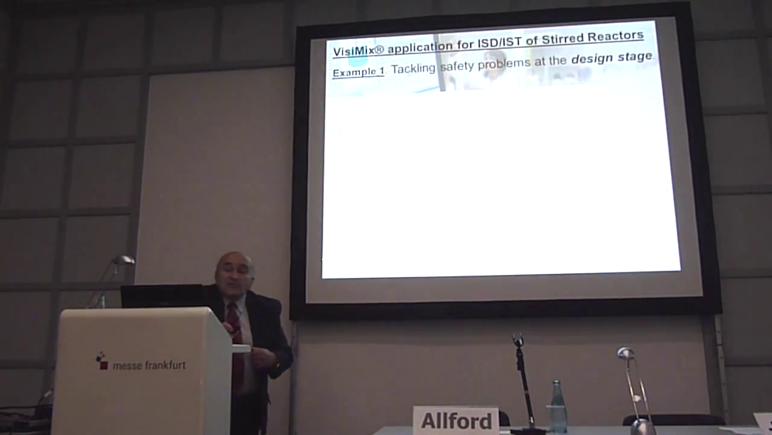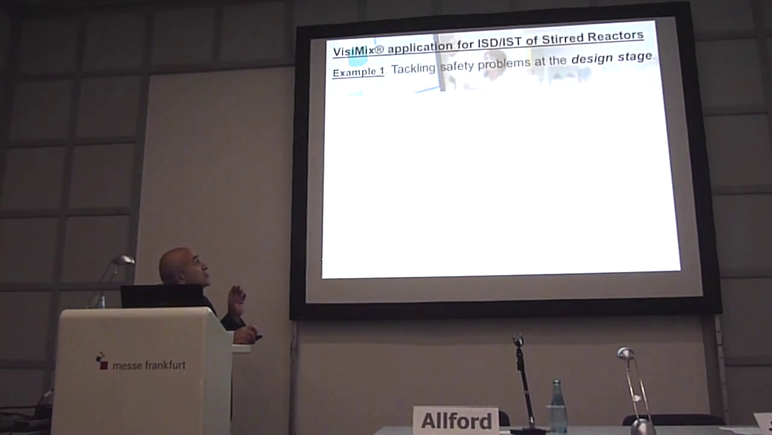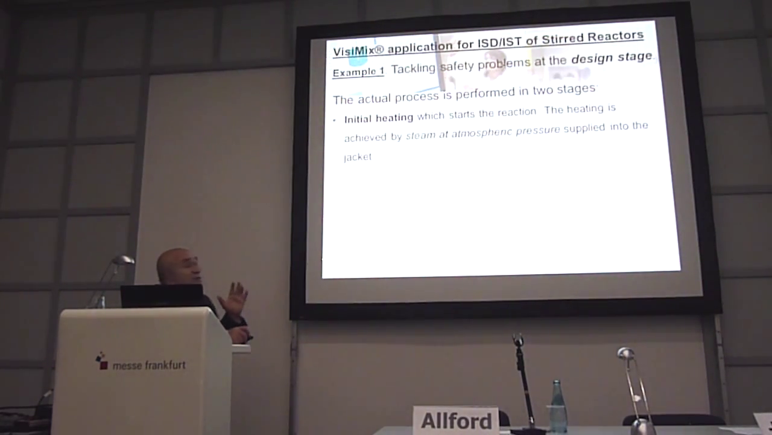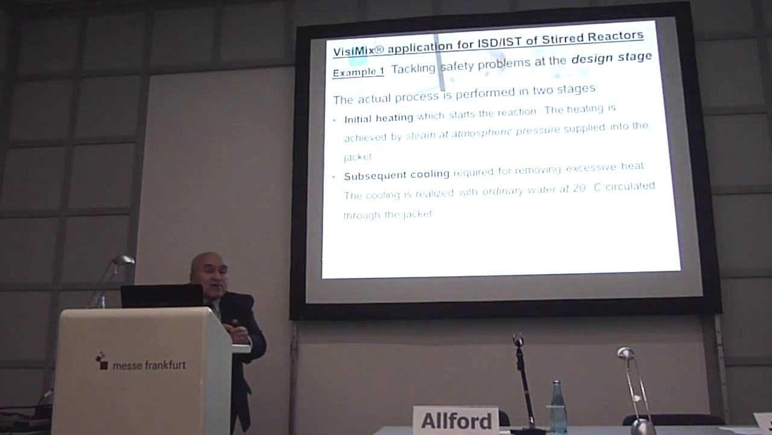Now an example. The first example is devoted to tackling process safety at the design stage. The actual process consists of two stages. The initial stage starts the reaction, and the heating is achieved by steam at atmospheric pressure supplied into the jacket. And the subsequent cooling stage, which is necessary to remove excessive heat, is realized by a supply of ordinary water at 20 degrees, circulated in the jackets.